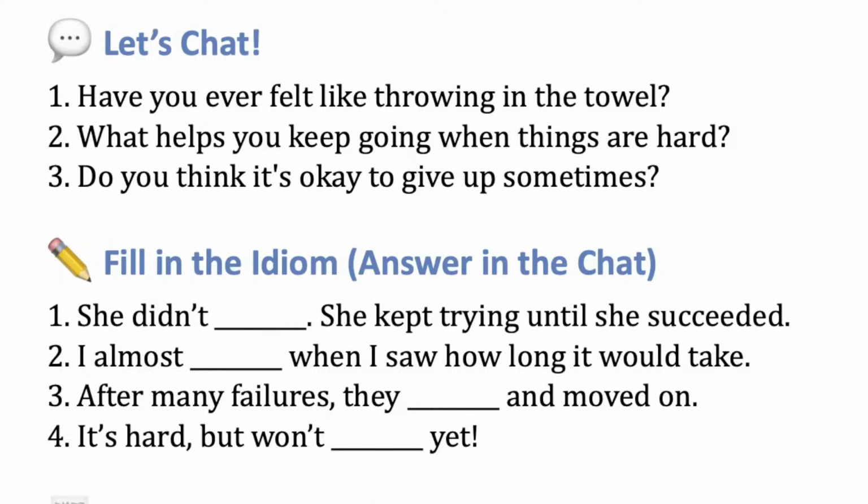Number 3. Yeah, good, Kadeen. So again, the key word is after many failures, many, right? So again, this is a struggle. After many failures, they threw in the towel and moved on. So it's past tense. Good, Helga. So number 3, after many failures, they threw in the towel and moved on, right? So it was a struggle.